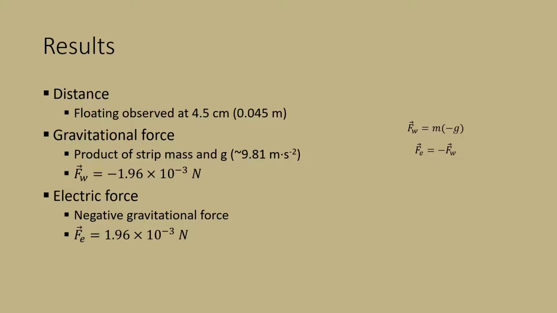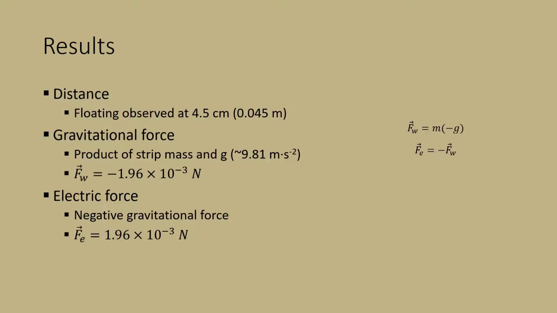Now, procedurally, there is no difference between this lab and the previous, so the same data was used. Floating was observed at 4.5 centimeters from the trough minimum to the charged piece of tape. Applying Newton's second law, gravitational force is equal to the product of the strip's mass and the acceleration due to gravity. Thus, a weight force of negative 1.96 times 10 to the minus 3 newtons was found.